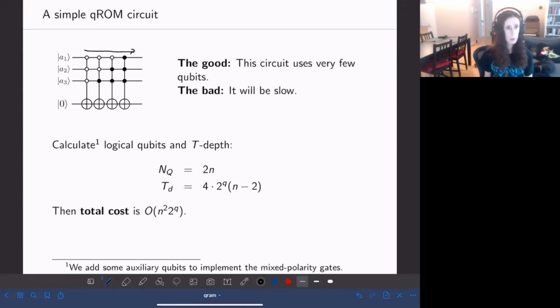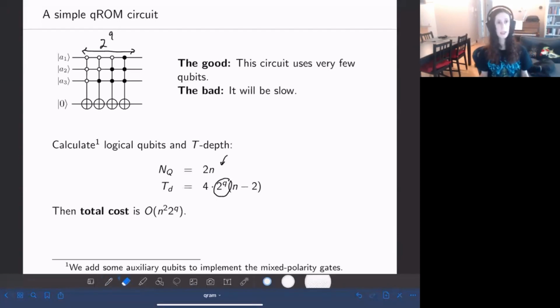We can do a similar thing as we did for the bucket brigade circuits. We can look at the number of qubits. Here again, I've added some extra ones to parallelize the Toffolis, but that's not necessary. The point is that it's order of n. And then the T depth here is going to depend on the amount of things that are in that memory. When you multiply them together, you get a total cost that looks like this. So keep that in mind.